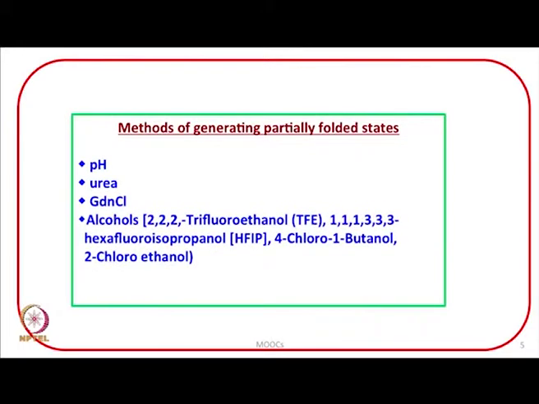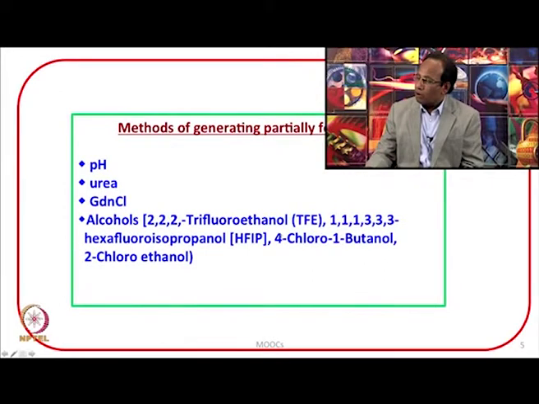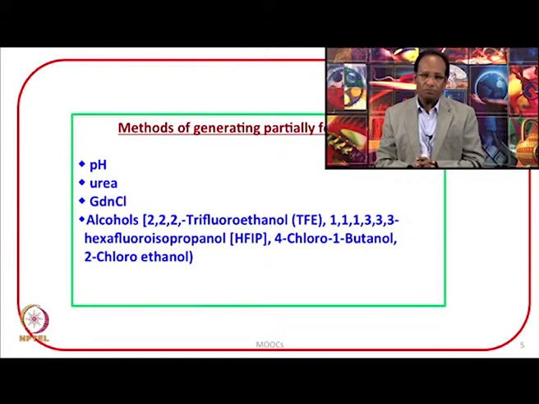Literature search suggests that there are several alcohols, for example, TFE, 2,2,2-trifluoroethanol, or 1,1,1,3,3,3 hexafluoroisopropanol, which is abbreviated as HFIP. These two have been extensively used in literature to generate the molten globule like structure.